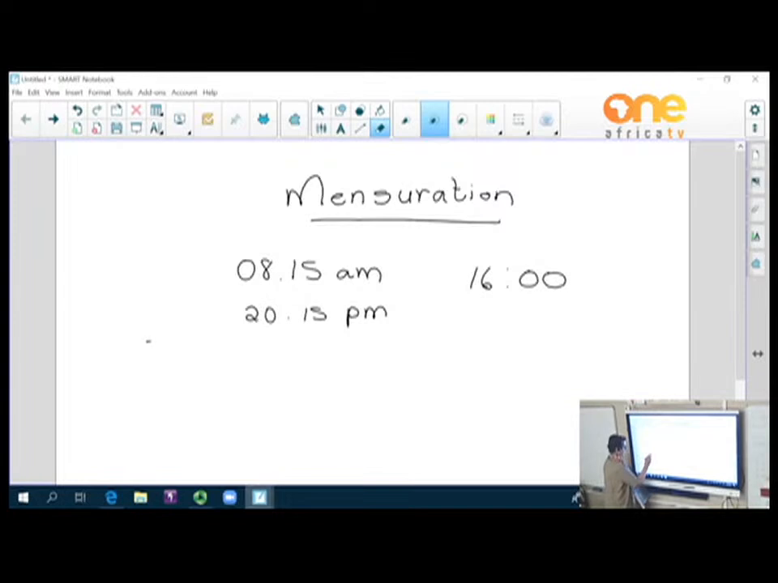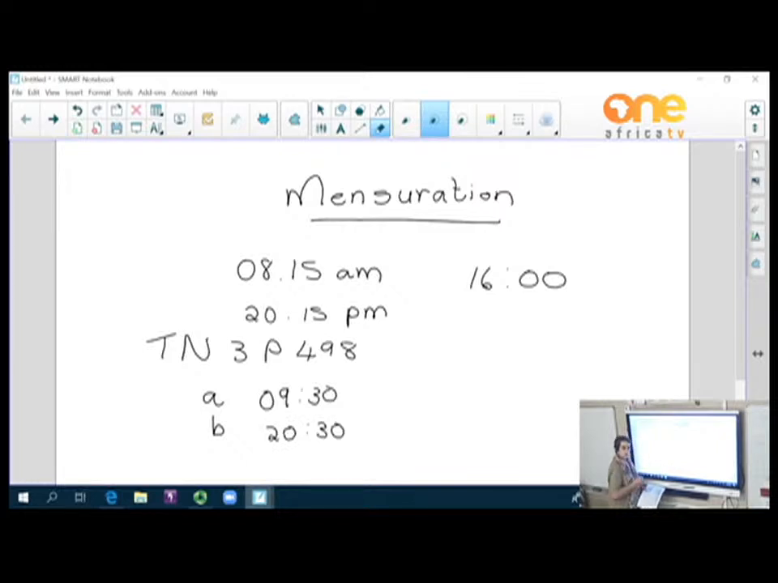Right, so we start then today with try now 3 on page 498. This is quite an easy exercise here. Give the equivalent time on a 24-hour clock. So the first one is 9:30 a.m. and it will just look like this then on the 24-hour clock. Number B, 8:30 p.m. So now it becomes 20:30 on the 24-hour clock. You add those 12 hours to get the answer.